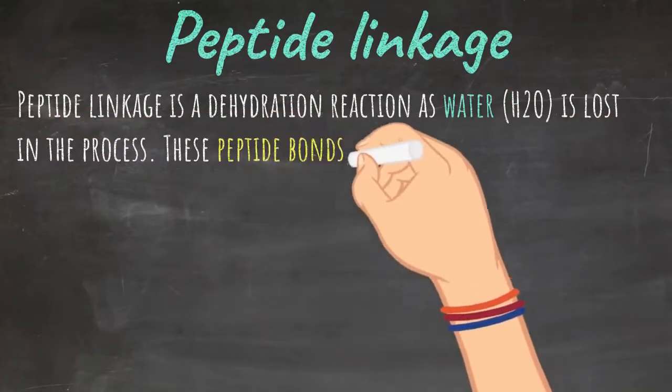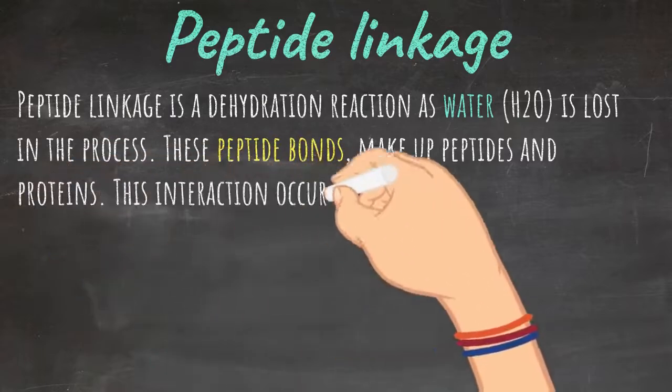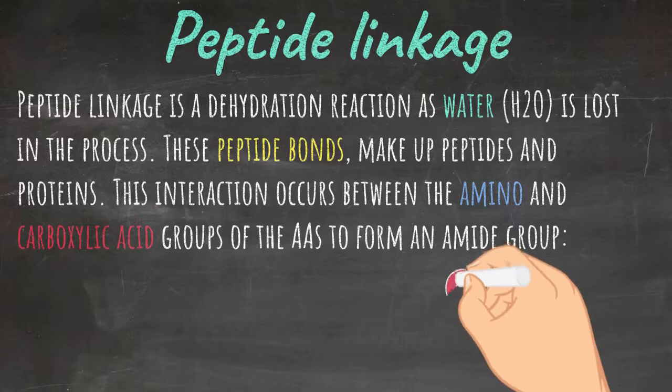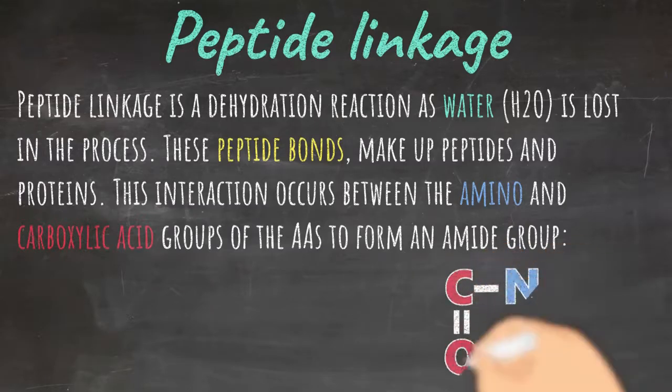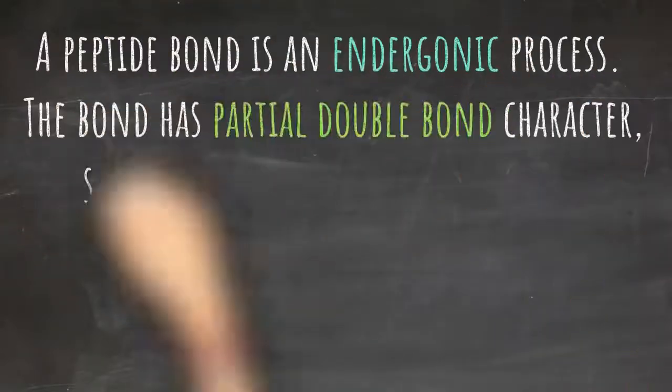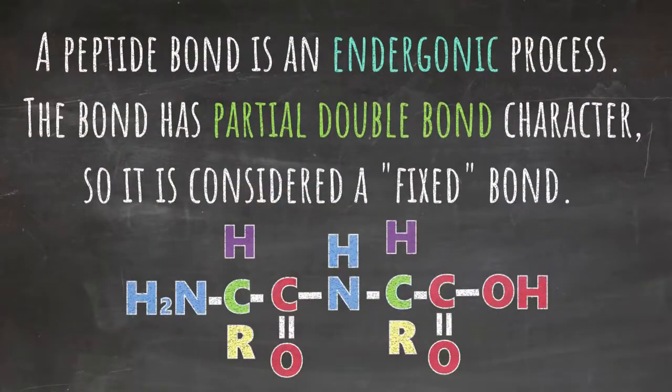Peptide linkage is a dehydration reaction as water, or H2O, is lost in the process. This creates peptide bonds, which are also known as amide bonds, which make up peptides, which comprise the primary structure of proteins. This interaction occurs between the amino and carboxylic acid groups of the amino acids. A peptide bond is an endergonic or energy-requiring process.